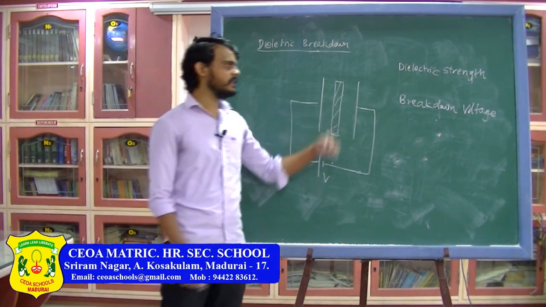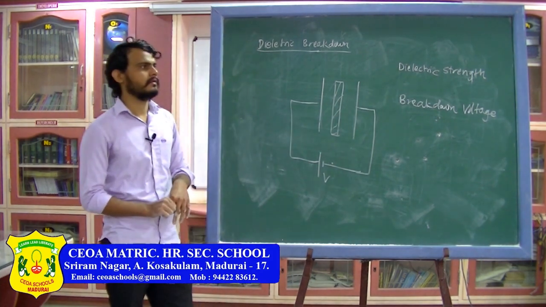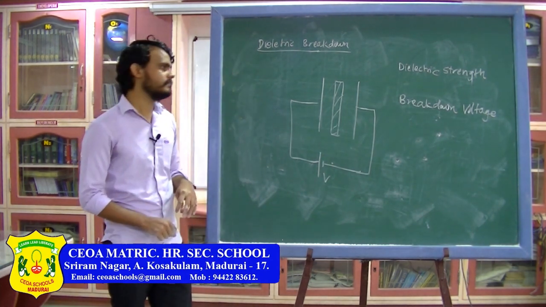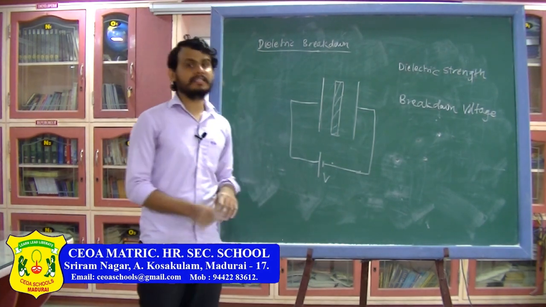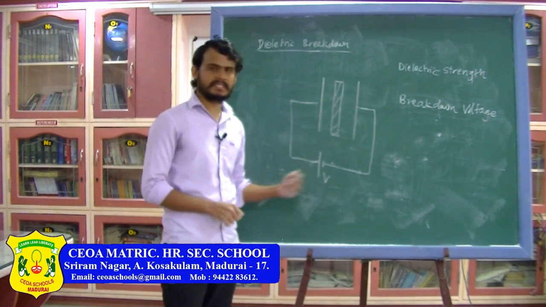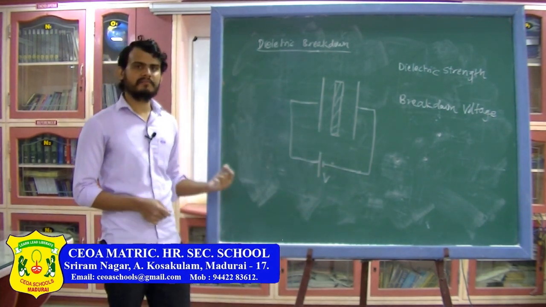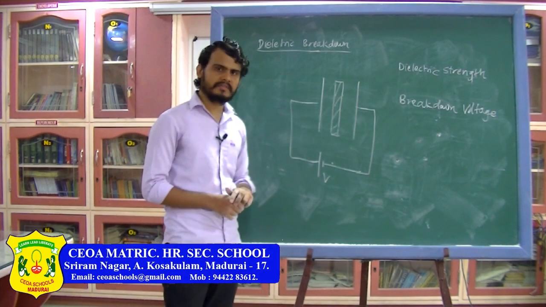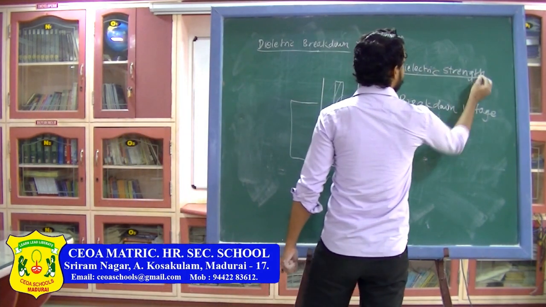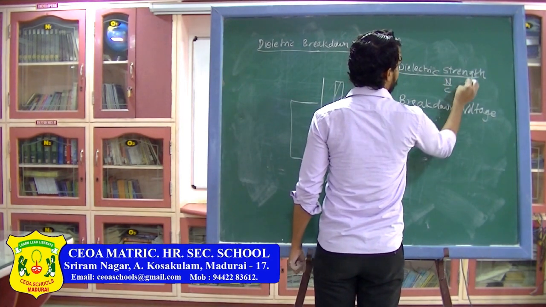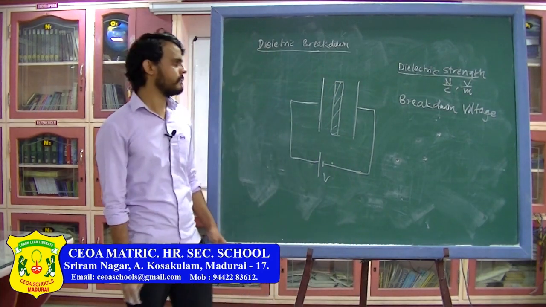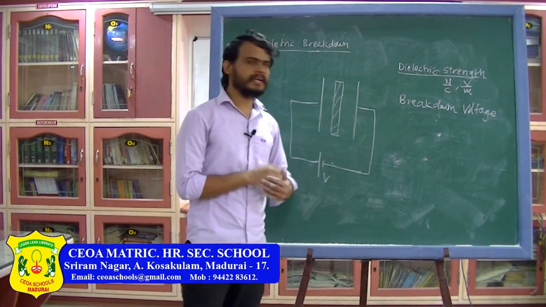The second definition you can write is dielectric strength. Dielectric strength is the maximum value of electric field which the dielectric slab can withstand. So, the maximum value of electric field which the slab can withstand is called dielectric strength. The unit of dielectric strength will be Newton per coulomb or volt per meter, because it is basically just electric field.